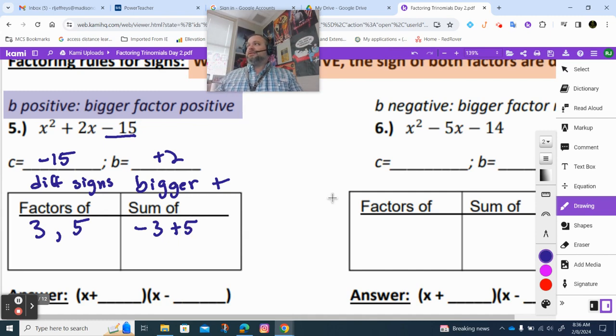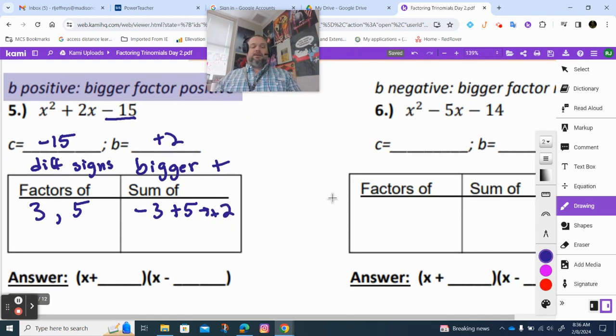You could check this on your calculator. See, the bigger number's positive. So down here, we know our signs are going to be different. To go back to your question, we don't even have to do this right here. We could just say 5 and 3. Bam.